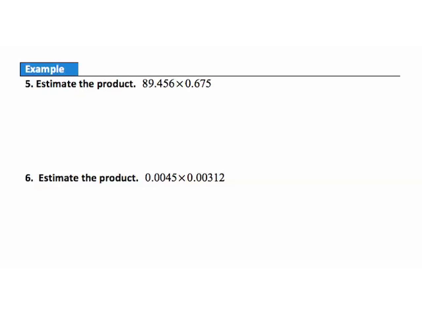Now let's take a look at some examples that will help us understand how to estimate a product. Example 5. We're asked to estimate the product of these two numbers. Well, the first thing we're going to do is round each of these numbers to the largest place value. So let's take a look. In our first number, the digit 8 is in the largest place value. And if you look to the right of that, that digit is 9. So that tells us to round that 8 up. So it looks like a good approximation for that number will be 90.